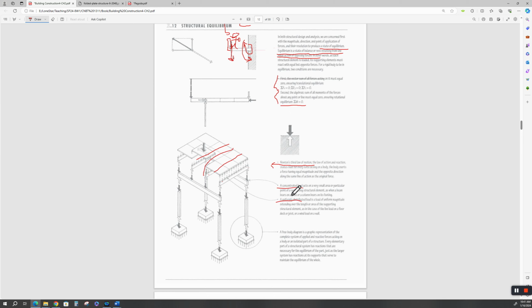these are terms that you need to understand. And then you have what's called a free body diagram. And I don't know why they get so deep into the weeds on this, unless they're preparing you for statics, which is really a separate course. All right, so a free body diagram is a graphic representation of the complete system of applied and reactive forces. Okay, so an argument could be made this whole thing's a free body diagram.